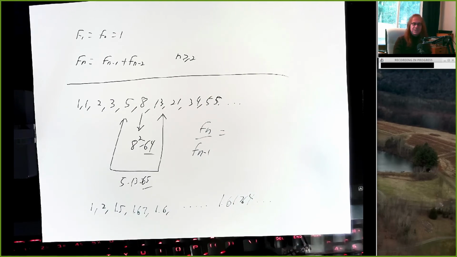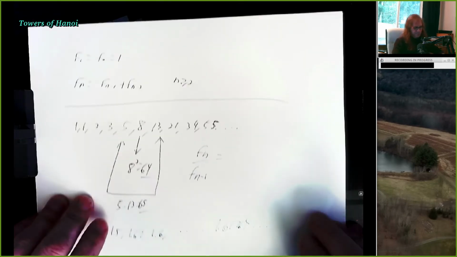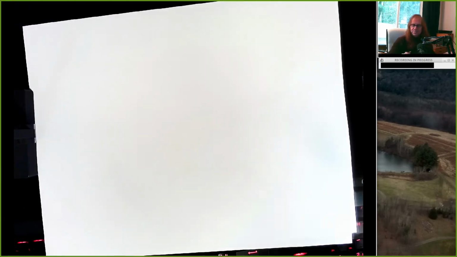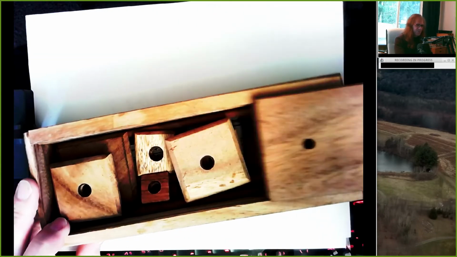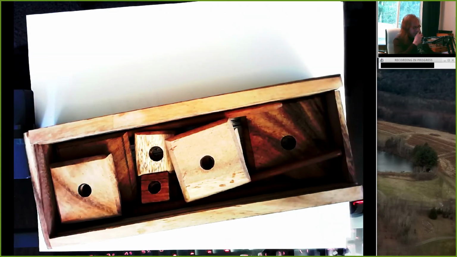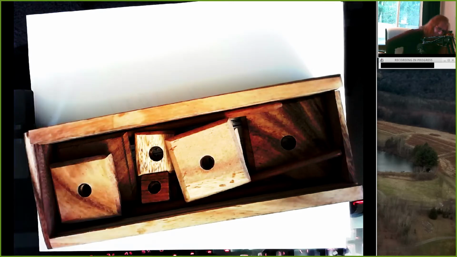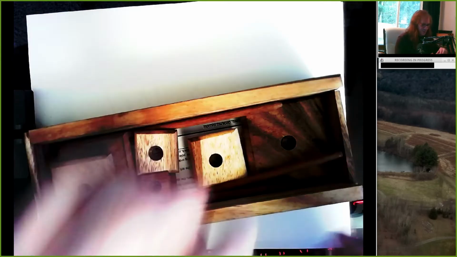So now let's talk about Towers of Hanoi. Towers of Hanoi is a game that you can play. One of my former students after graduating got me a nice wooden version of this game. I used to use cut up pizza boxes and pencils, so they got me an upgraded version.